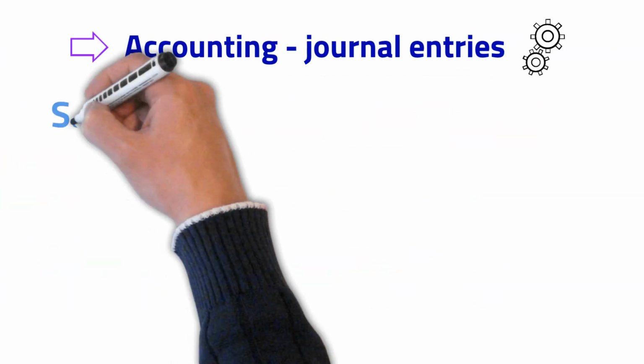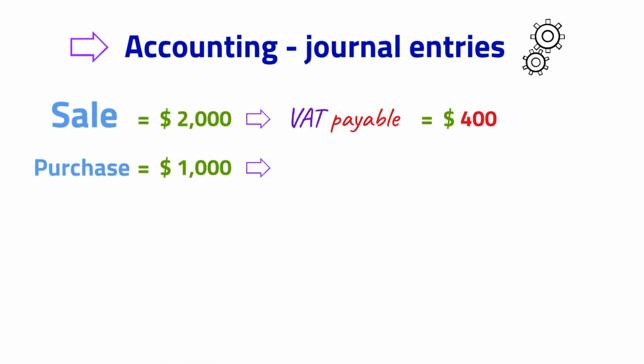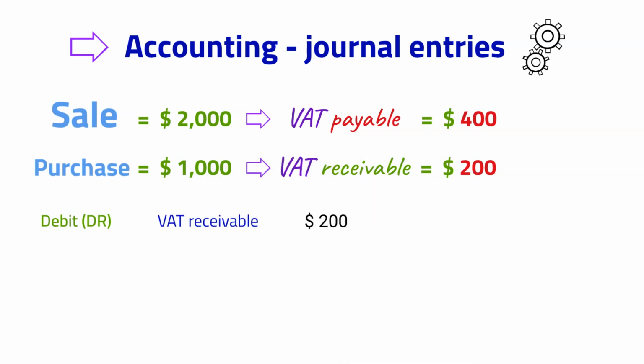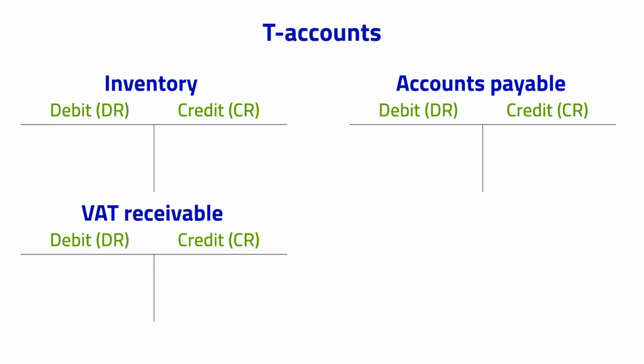Normally, you would also have VAT payable on sales. For example, if you sold for $2,000, your VAT payable would be $400. In this case, you use your $200 VAT receivable on purchases to offset against $400 you owe, and then you pay only a net amount, $200, to the government. And in a T-accounts world, it will look like this.